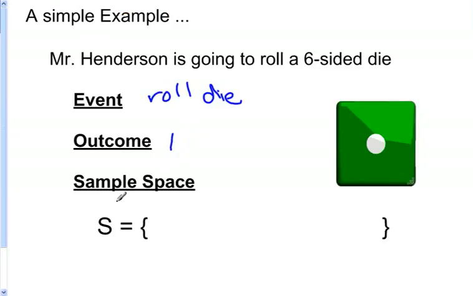Outcome 1. Sample space is a list of all of the possible outcomes, and all the things that can happen when I roll that die. Things that could occur is I could get a 1, I could get a 2, and we know that basically I could get any number 1 through 6, and I am going to list those numbers off, 1 through 6. So the event is I roll a die. The outcome that I got when I rolled it was a 1. A sample space, which is everything that could have happened, is the numbers 1 through 6. We list them off separated by commas.